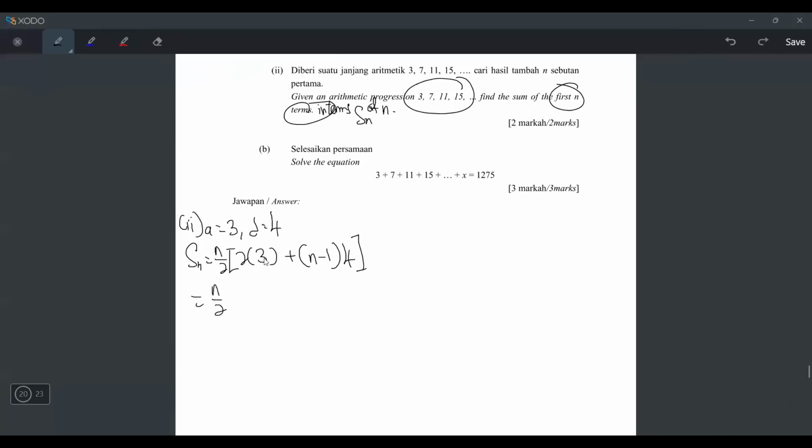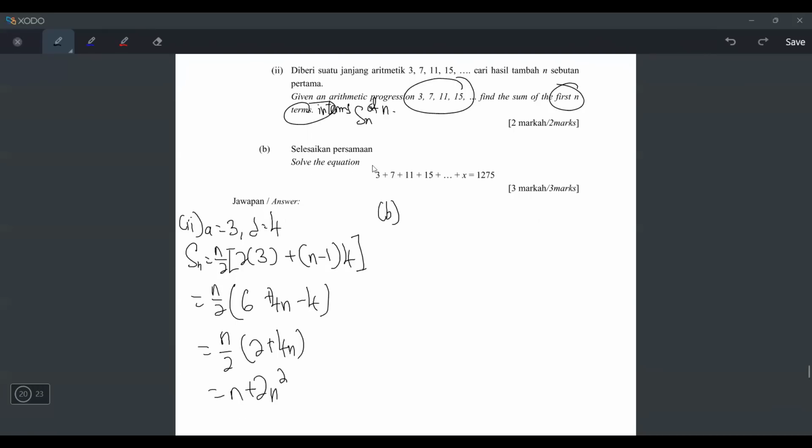So n over 2, 2 times 3 is 6, and then plus 4 times n is 4n, minus 1 times 4 is minus 4. So you end up with n over 2, 6 minus 4 is 2, so 2 plus 4n, times n divide 2. So 2 times n is 2n, 2n divide 2 is 1n. 4n times n is 4n squared, 4n squared divide 2 is 2n squared. That's the answer, right? So as you can see, the answer is in terms of n.